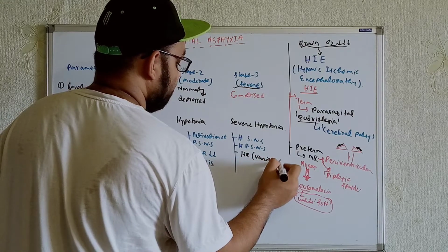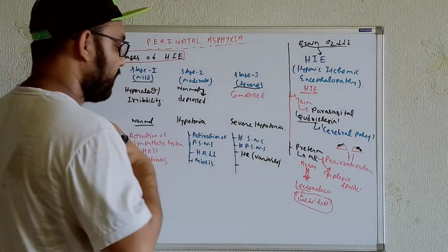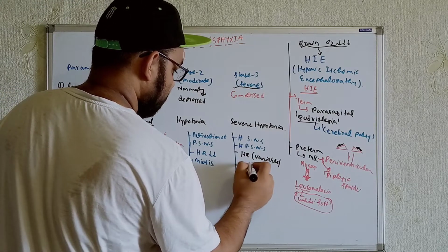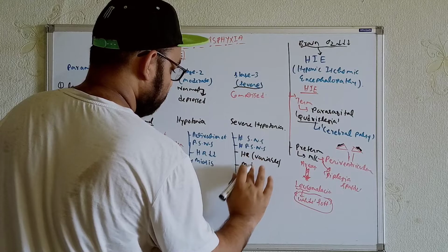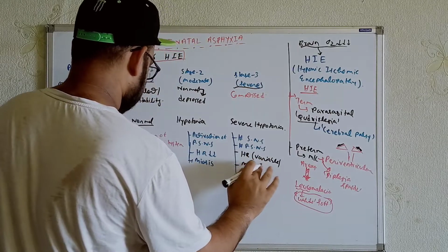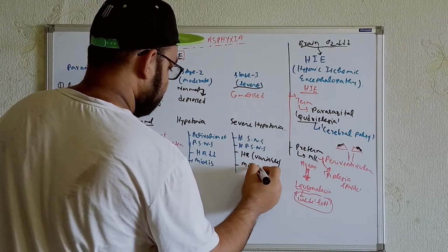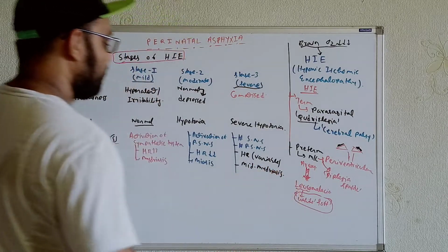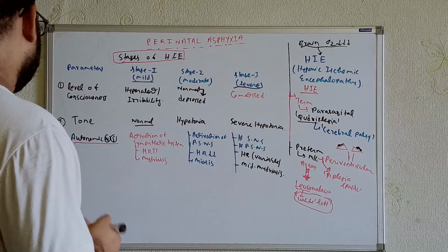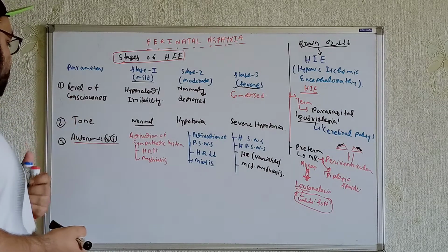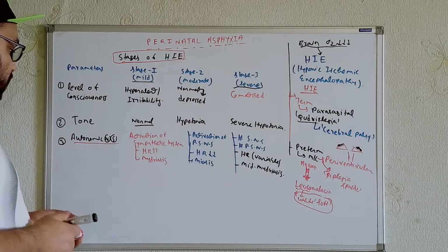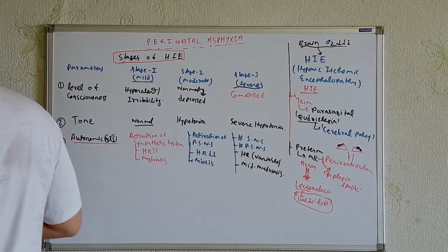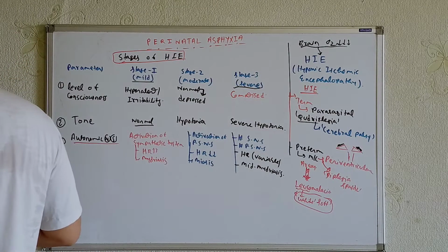Sometimes it will increase, sometimes it will decrease. And in terms of the pupils, we will get over here mydriasis. Okay, in these cases we will understand the problem. Now I have already talked about the level of consciousness, the tone, and the autonomic nervous system. Okay, now let's talk about some more points here in terms of seizures and Moro reflex.